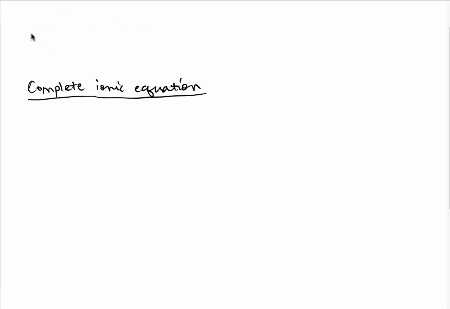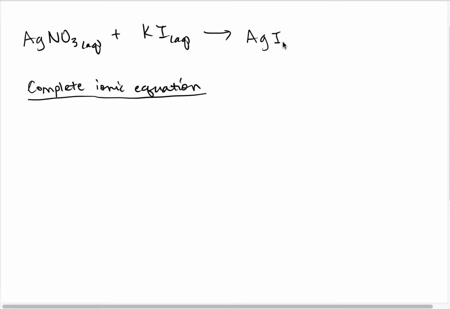where we have something like silver nitrate in solution, and we mix it with potassium iodide. Oops, that should be a plus. And then when these change partners, the silver iodide is a solid and the potassium nitrate stays dissolved.